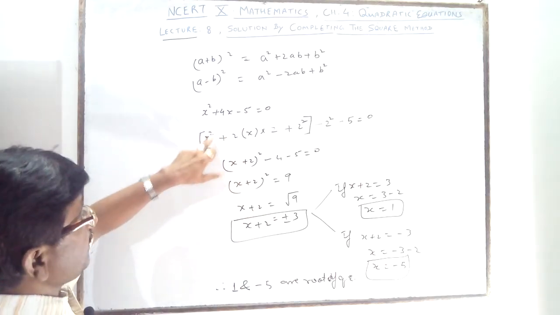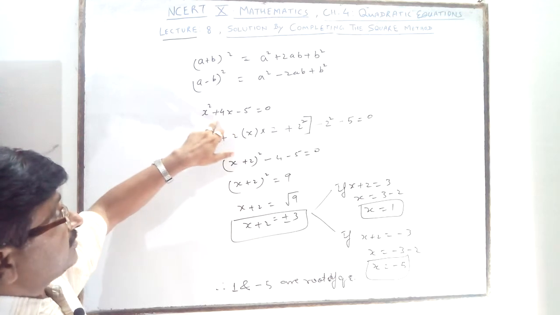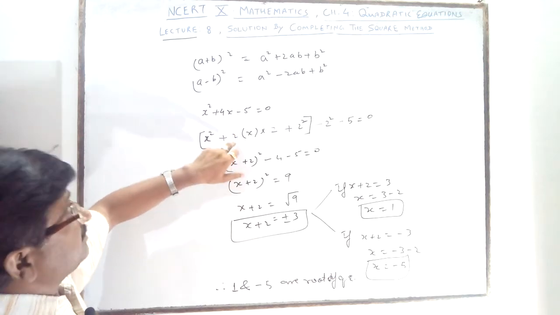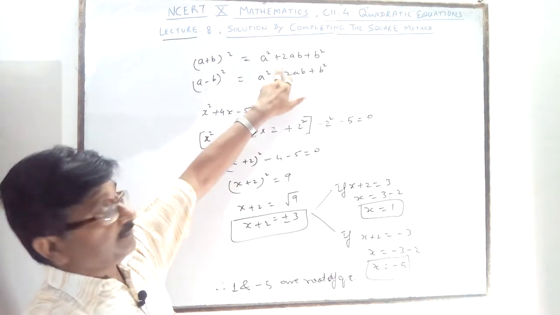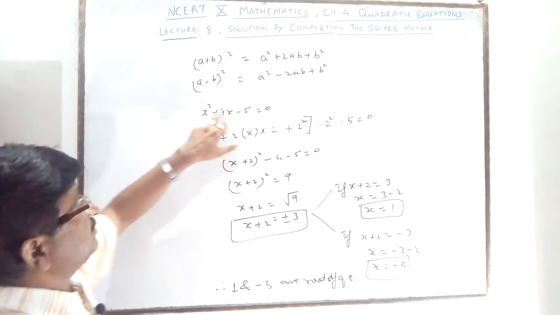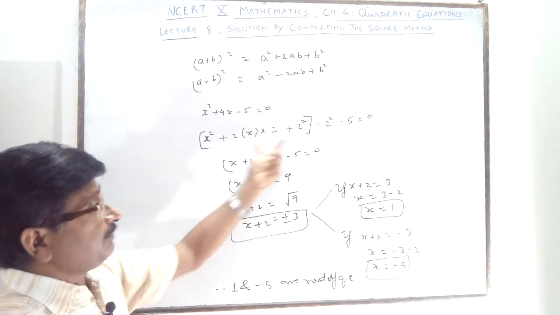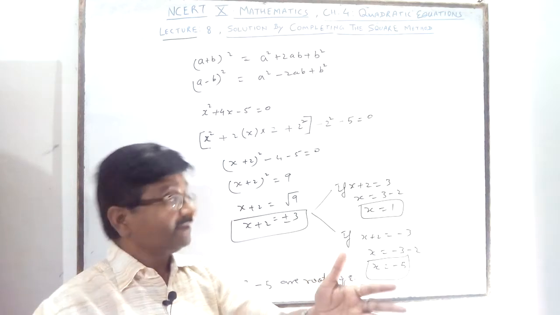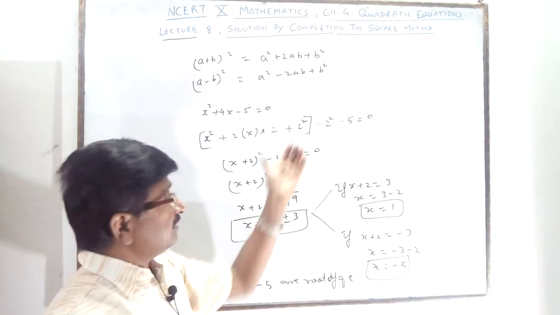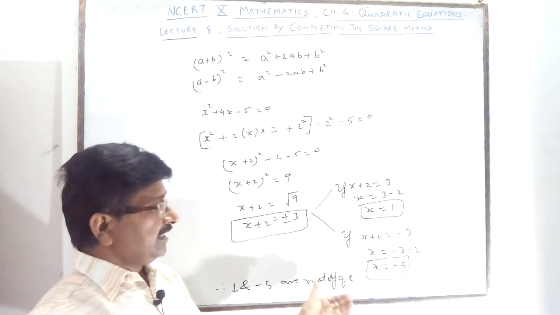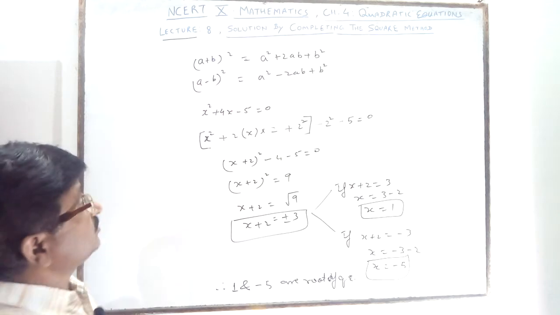Perfect square is this. Then you see the second term is plus or minus. If it is plus, then it is a plus b whole square. If here is a minus, then here will be minus whole square. Then you complete it by applying your mind. Then last time you write, open, solve, and then you get the solution, two solutions.